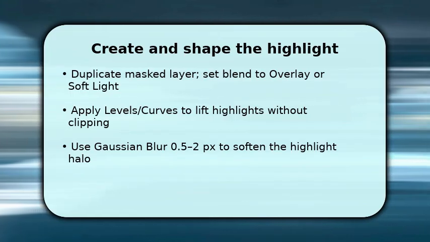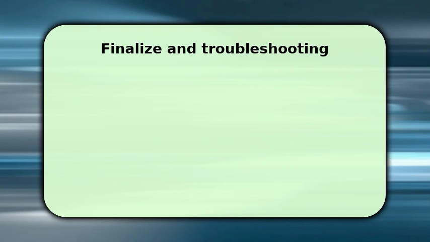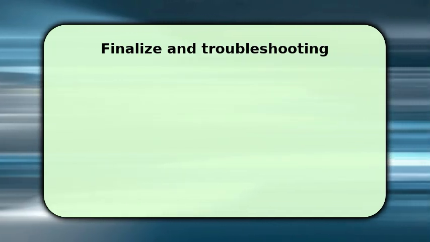This removes hard edges. Make sure to toggle the mask to refine where the highlight appears, erasing any spill onto non-edge areas. You finish by balancing the highlight into the image. Tweak the duplicate layer opacity and refine the layer mask with a low opacity brush until the contrast reads natural.